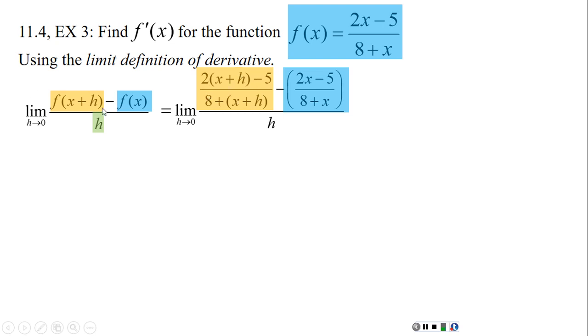Then when it just says minus f of x, it just means minus, put this exact function in, all over h. Things to be careful with. When you subtract off f of x, make sure you put parentheses around it, because we want to be subtracting off that whole thing.